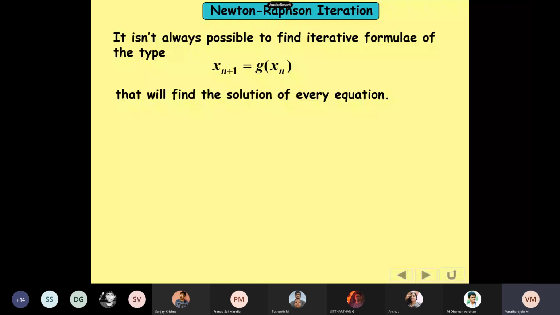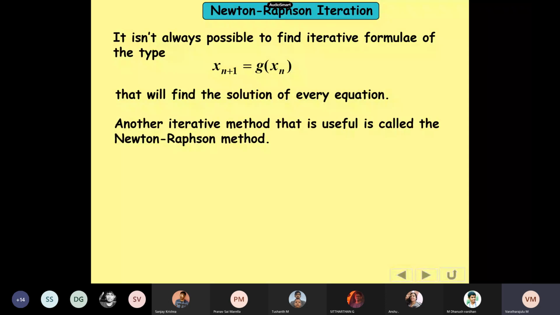Here, the method we are going to deal with is the Newton-Raphson iteration method. So if x n plus 1 is equal to g of x n, or f of x n, then finding the solution of equations using the iterative and direct methods is not feasible. So the other iterative method that is useful, which we are going to visit, is the Newton-Raphson method.